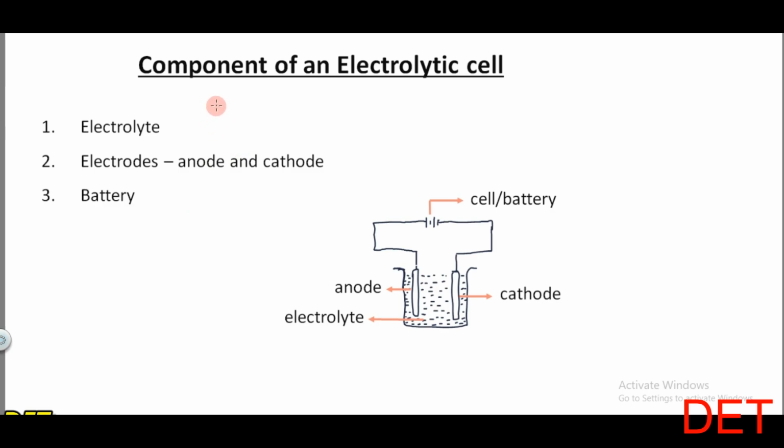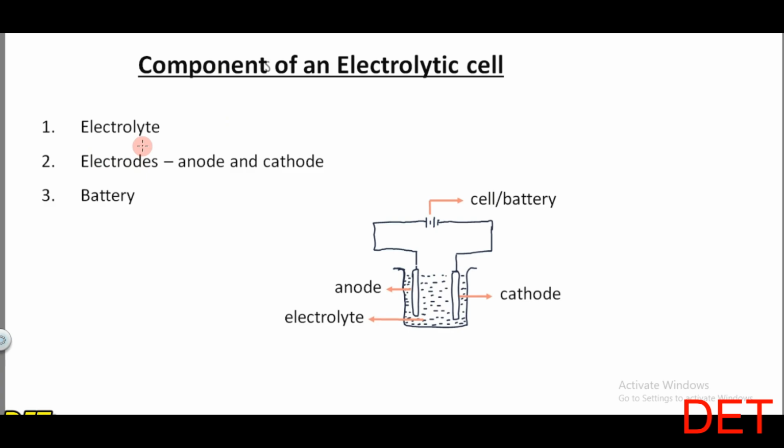All right, so here we're going to look at the components of an electrolytic cell. The components of an electrolytic cell. So an electrolytic cell is usually made up of three major parts.